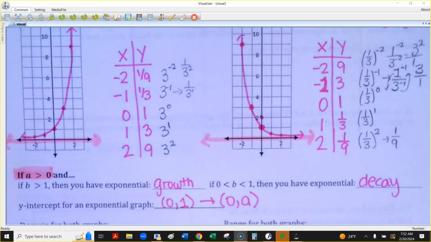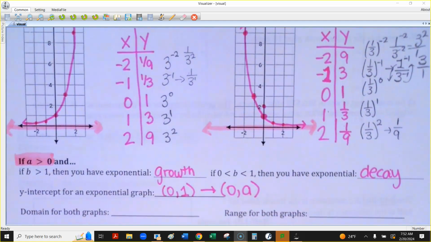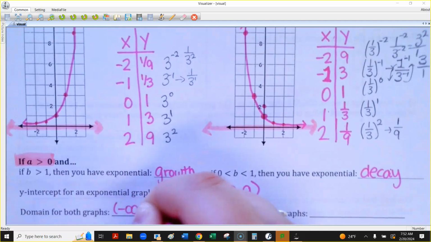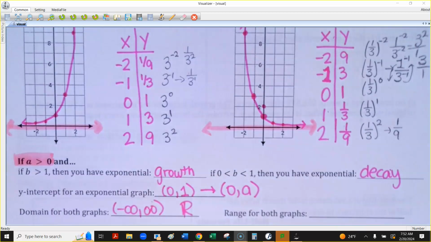Okay, now, underneath, I'm going to try and see if I can slide this on here. Both of these graphs have the same domain. Can anybody tell me what, left and right, what your possible x values are here? What do you think? Yes, negative infinity to infinity. If you want to write all real numbers, and that's true for any exponential graph. There's no restriction other than we're not going to plug in imaginary numbers. There's no restriction on what you can plug in for your x value.